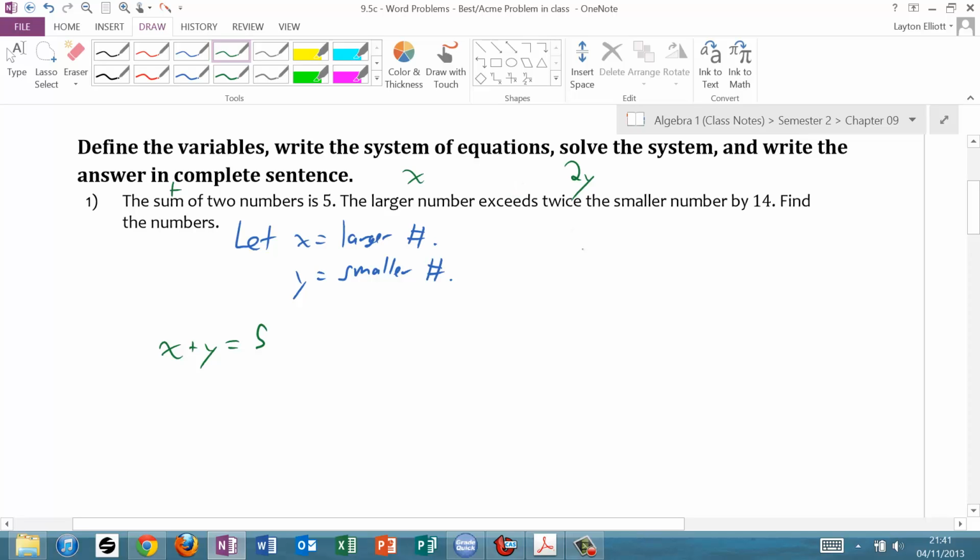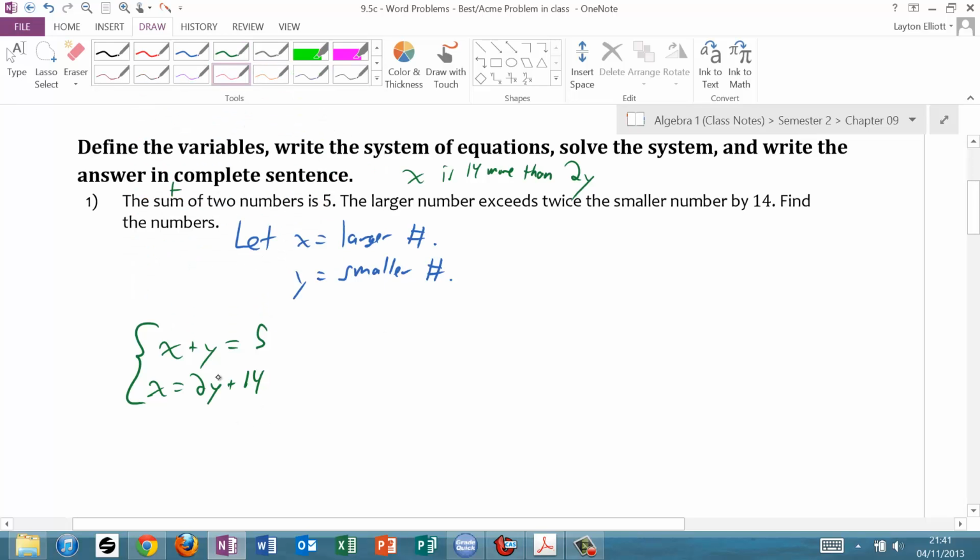Exceeds also kind of implies plus, and exceeds means the larger number is 14 more than. It's another way of thinking about the word exceeds. 14 more than means 2y plus 14. So x is 2y plus 14. We're going to put a little single left side brace there to denote that these are the two equations we're going with, and then we're going to solve.